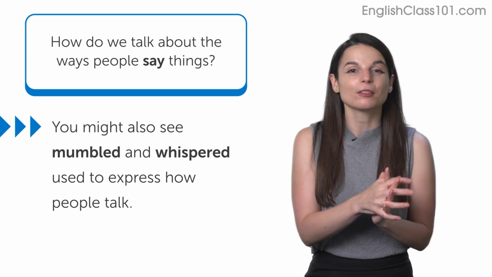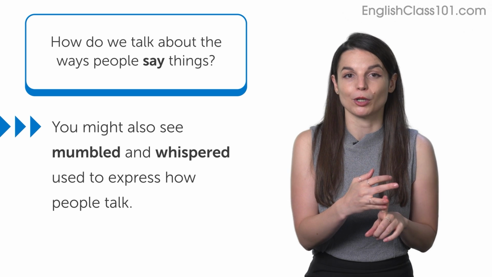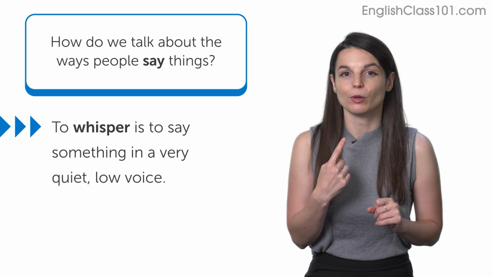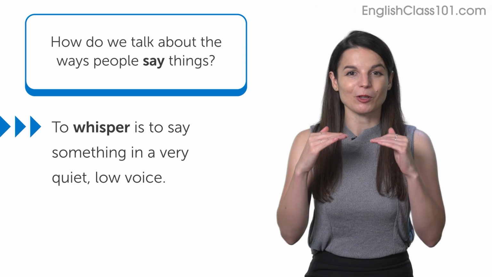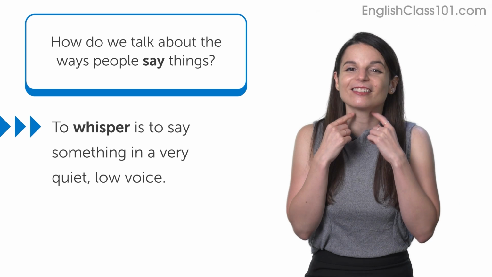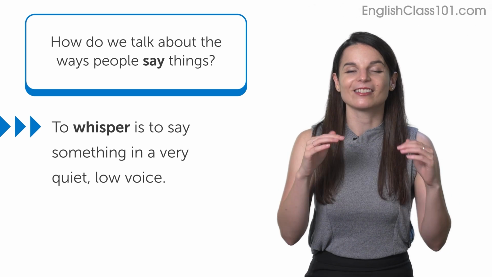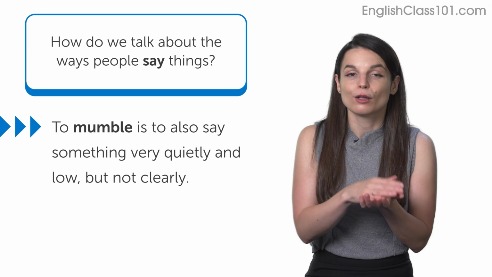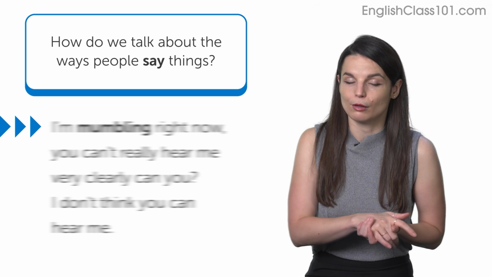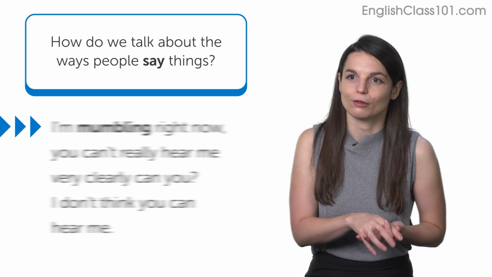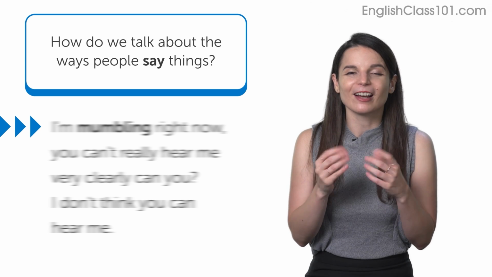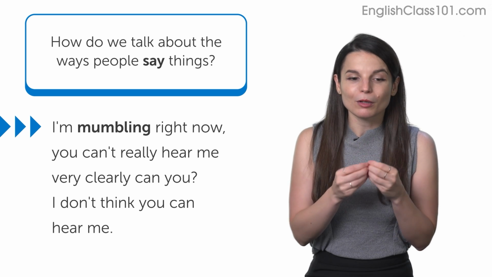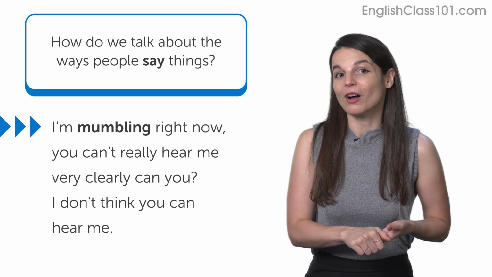On the other end, you might also see "mumbled" and "whispered" used to talk about the ways that people talk. So to whisper refers to this. This is whispering. "She whispered." So whispering, that's when you talk very, very low. You're not really using your vocal cords in the same way. That's whispering. And mumbling is speaking very low and not clearly. So here's an example. I'm mumbling right now. You can't really hear me very clearly, can you? I don't think you can hear me, right? So when we mumble, we don't speak clearly and we speak in a very small voice.